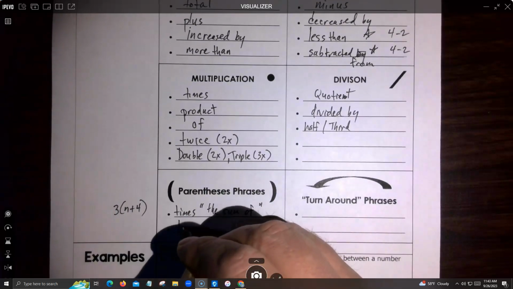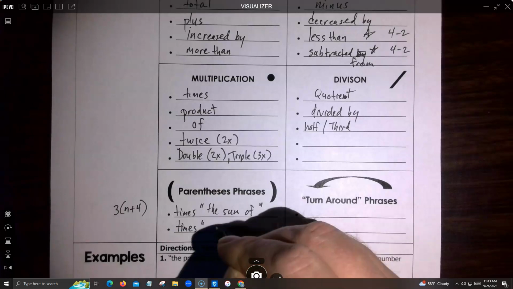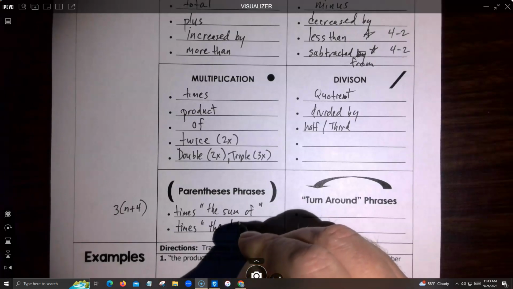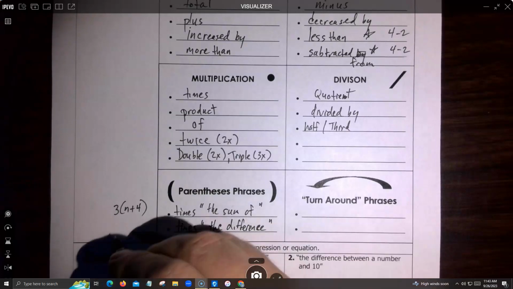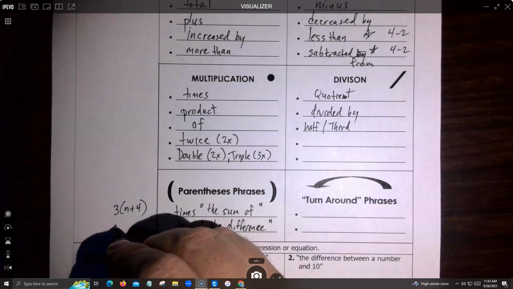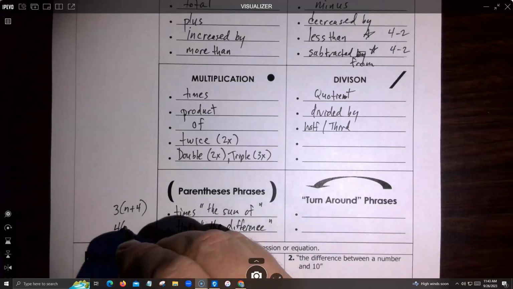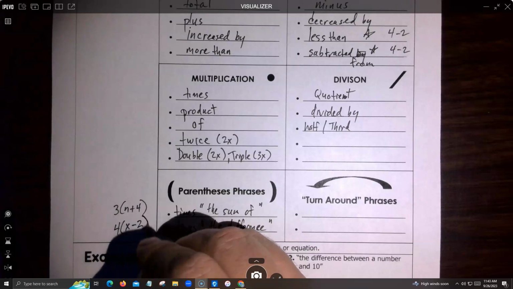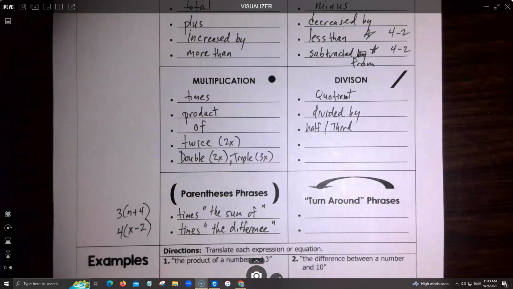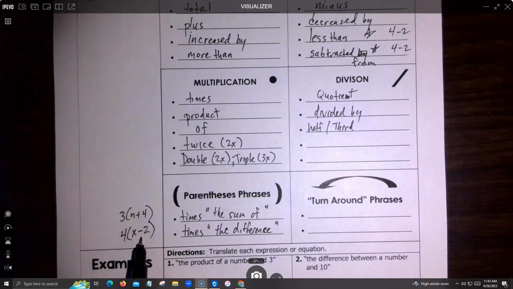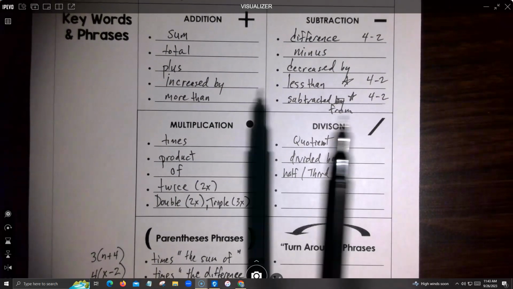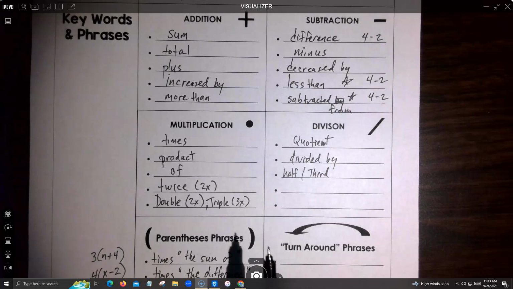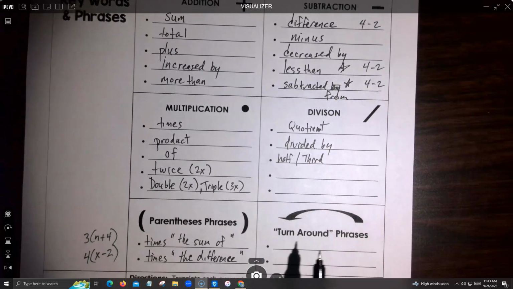Okay. We also do that with subtraction as well. So then we would use the difference. So this would be, let's say, 4 times the difference of x and 2. That would be an example of that. 4 times the difference, which is subtraction, of x and 2. That's how you would say that. Okay, the last 2 things, I kind of alluded to this at the beginning. This less than and subtracted from. This is the turnaround phrases.